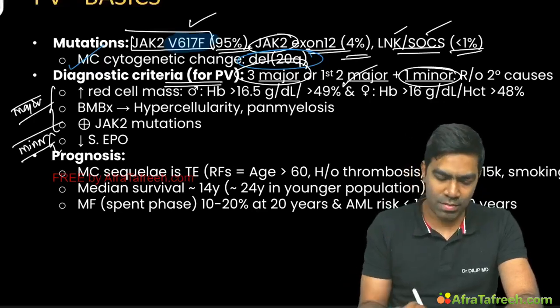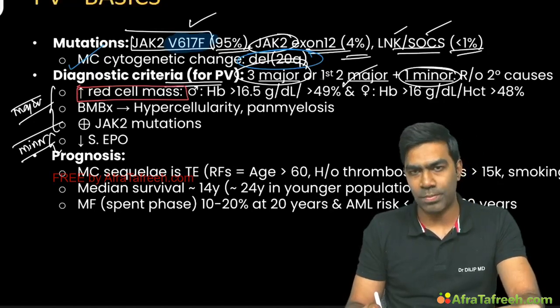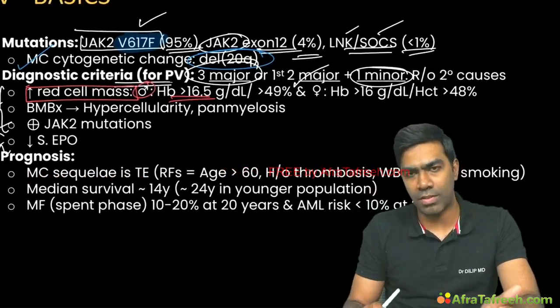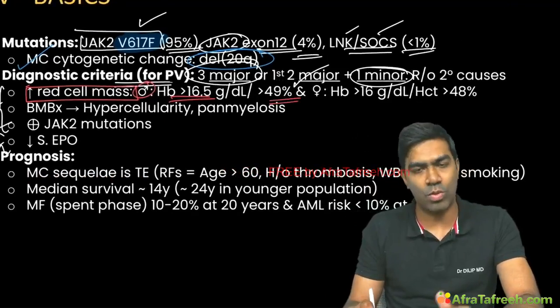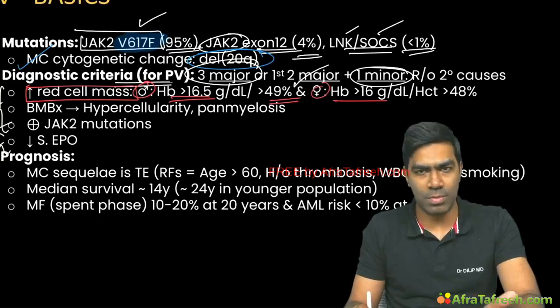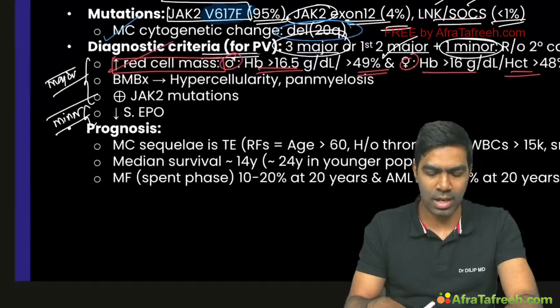So first you should have evidence of increased red cell mass, which means high hemoglobin. So in males, it is defined as a hemoglobin of more than 16.5 grams per deciliter or a hematocrit of more than 49%. And in females, if the hemoglobin is more than 16 grams per deciliter, or if the hematocrit is more than 48%, you can call it high RBC mass.